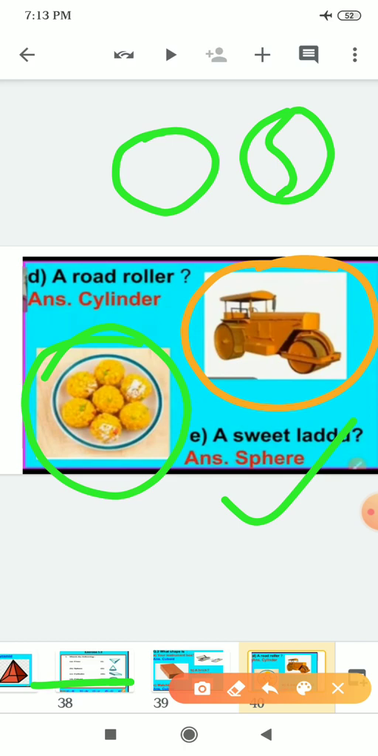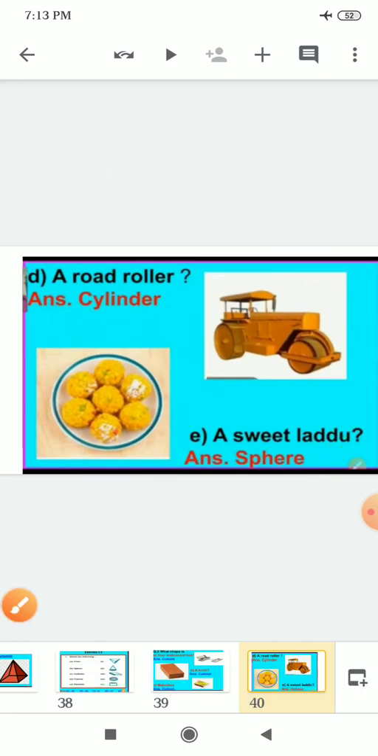So my dear children, I hope you all have understood the chapter Understanding Elementary Shapes that we have discussed. If you practice and learn the definitions, you will know what is there in chapter number 5. Now we will meet in our next class with a new chapter. Till then, discuss, learn, and practice at home.